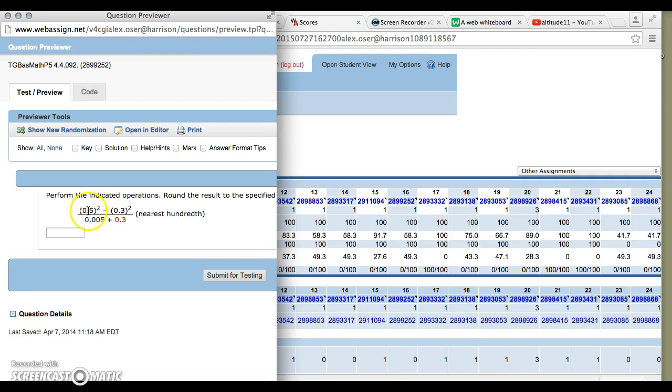Start off by squaring 0.5 and squaring 0.3. All right, you'll get two results there, and you need to subtract 0.3 squared from 0.5 squared. So in the end, you're going to be subtracting 0.09 from 0.25. And then down in the denominator, you'll have to just add 0.005 to 0.3. And then you will have just a single number in your numerator and your denominator. Divide those two numbers and round your answer to the nearest hundredth. Good luck, folks.